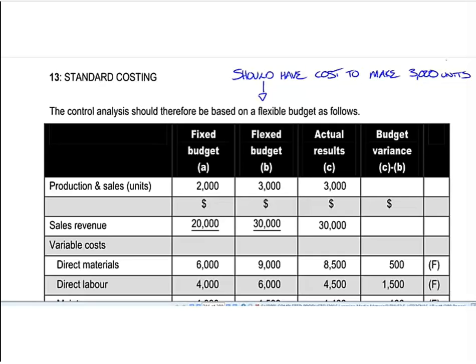We can then compare that to column C, which is the actual results, to get much more meaningful information on the variance, where we're going to compare those actual results not to the original fixed budget, but now to the flexed budget. So we can look and see what it actually cost us to make the 3,000 units compared to what it should have cost us to make the 3,000 units, and therefore give management much more meaningful information on the variance.